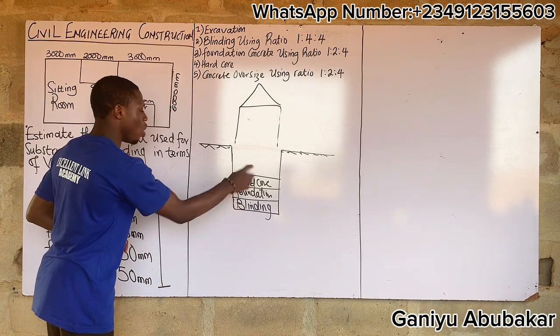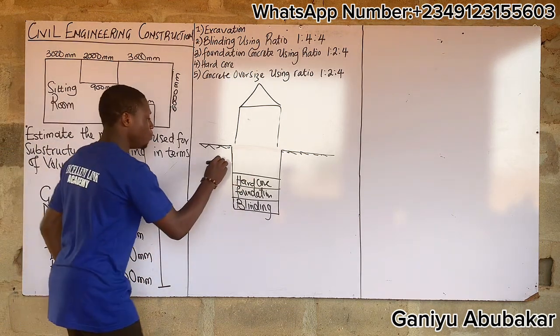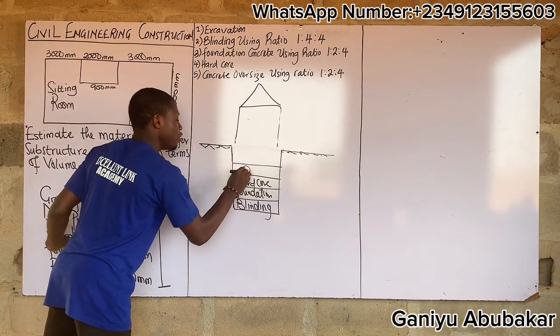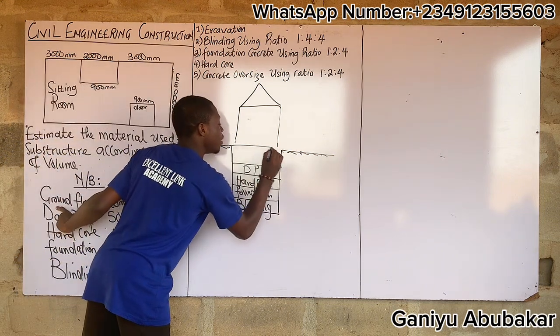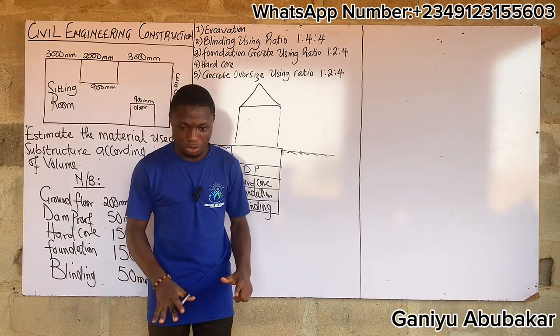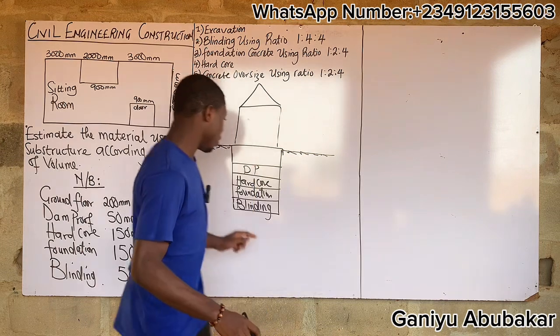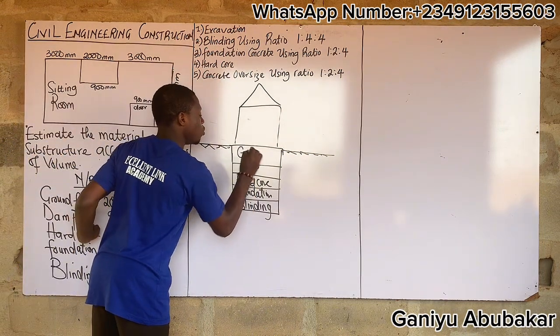All right, after pouring your hardcore, your next task is the damp proof. You put your damp proof, DP. Next up, your ground floor. This is the ground floor here. This ground floor is your normal floor you see at home in the house, the one they have already covered.